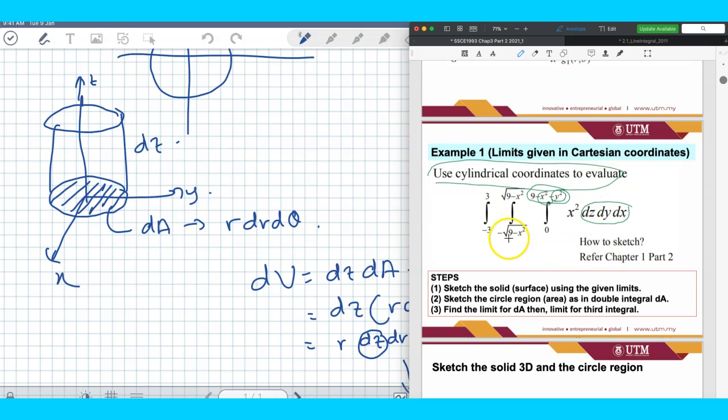Similarly in triple integrals, if you want to change from Cartesian to cylindrical, you need to sketch the solid and also the region, so that you can determine the limits of r, theta, and z. But in this case, for z, it is okay to just directly obtain it in cylindrical, though sometimes you need to sketch the solid as well. It depends on the question. But for me, I will always sketch the solid and sketch the region as well.